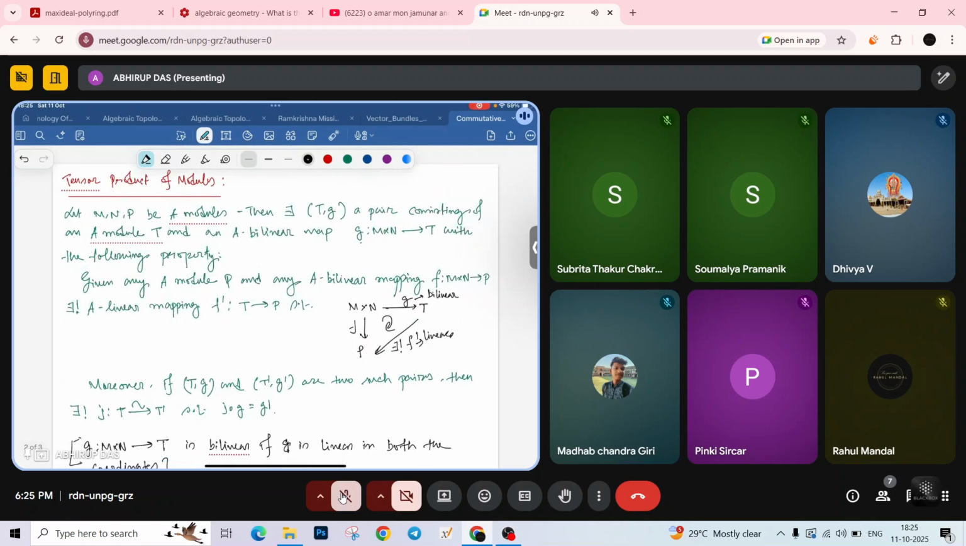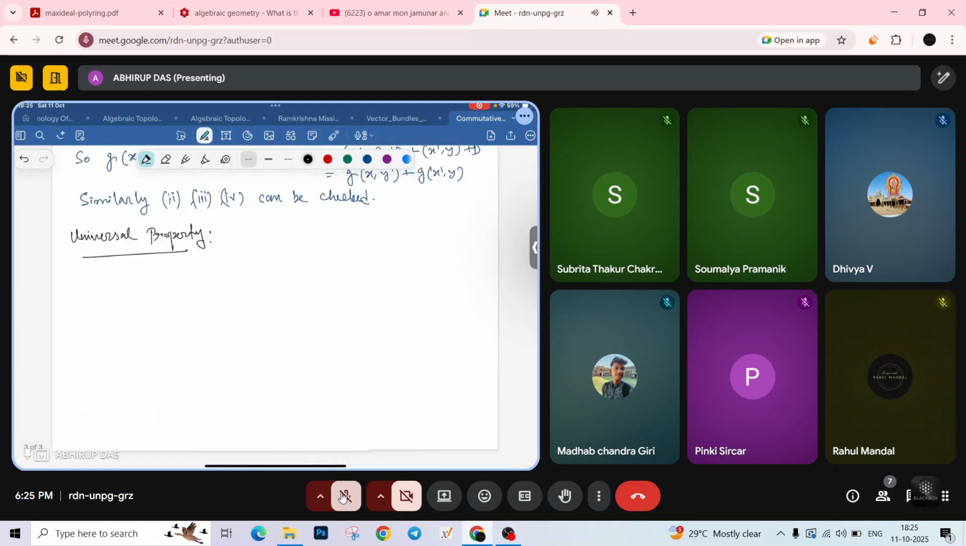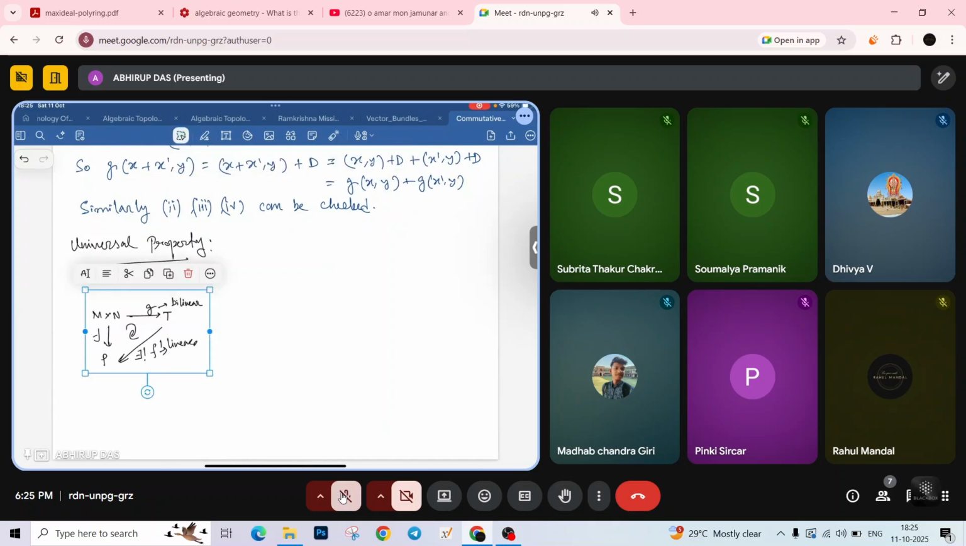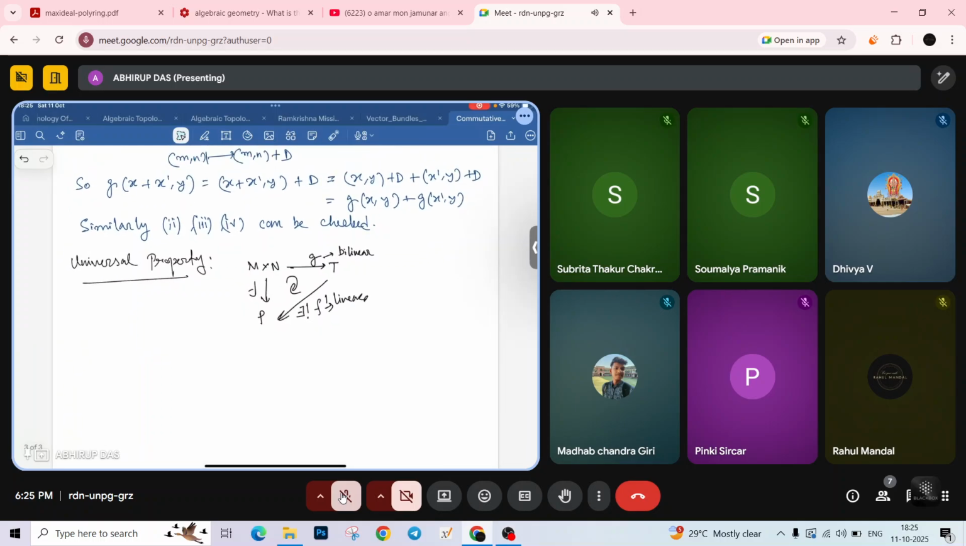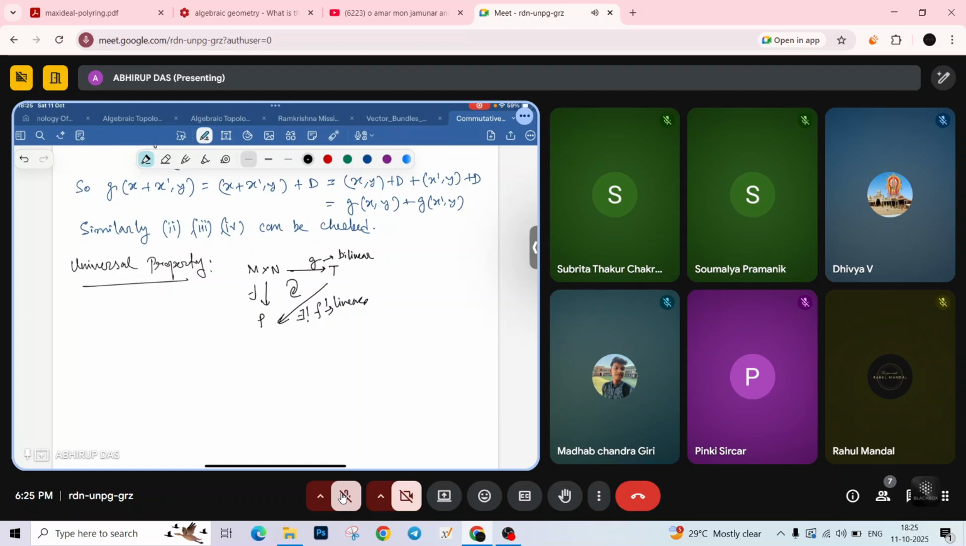By the way, this second property is called the universal property, okay? So for the time being, we don't have this. So we don't have this for the time being, okay? And we will define it in a very obvious way, right?